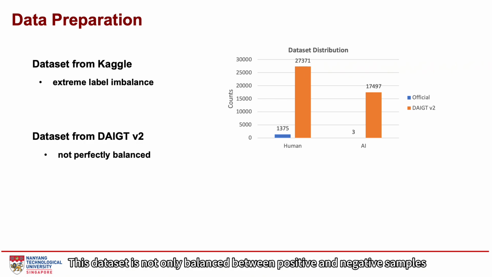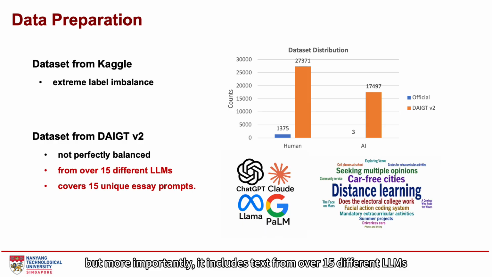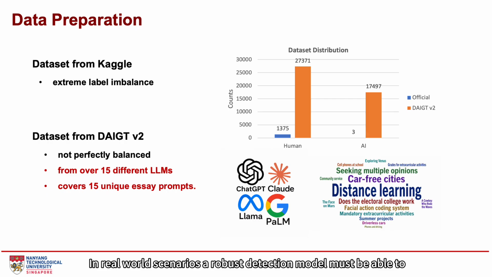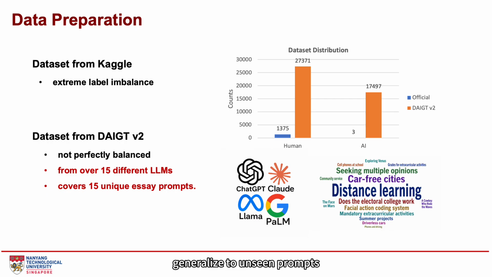This dataset is not only balanced between positive and negative samples, but more importantly, it includes text from over 15 different LLMs such as GPT-4 and Claude, and covers 15 unique essay prompts. This brings us to the core challenge we had to address: distribution shift. In real-world scenarios, a robust detection model must be able to generalize to unseen prompts and unknown LM generators, rather than simply memorizing the training data.